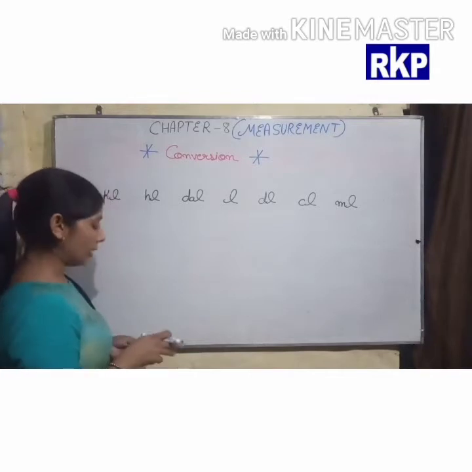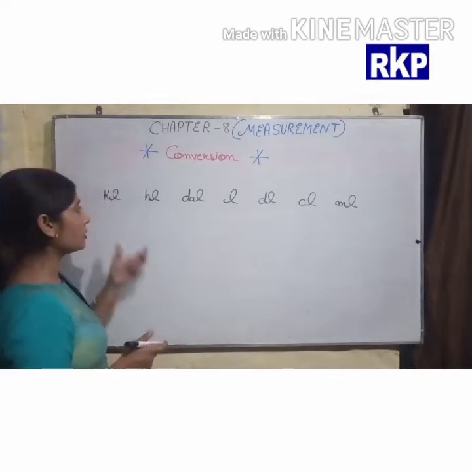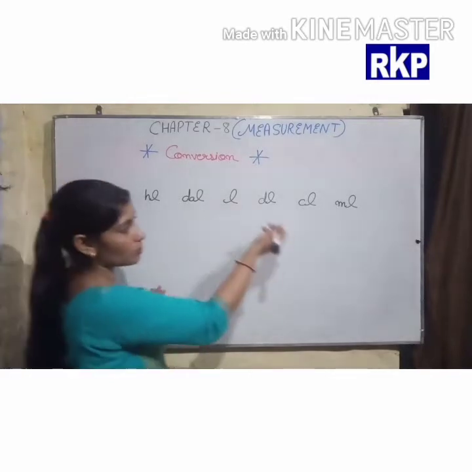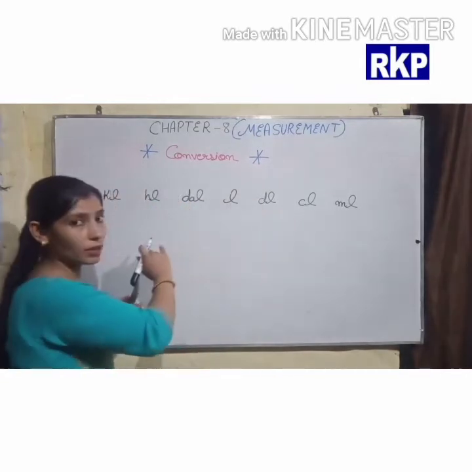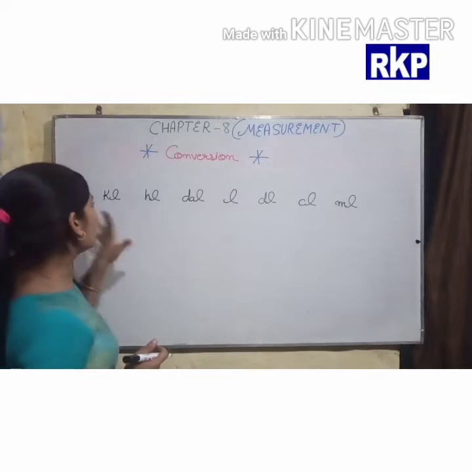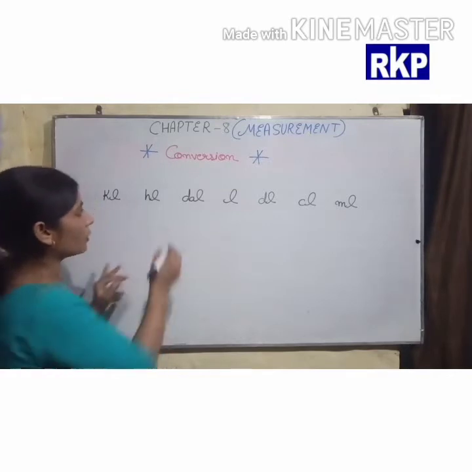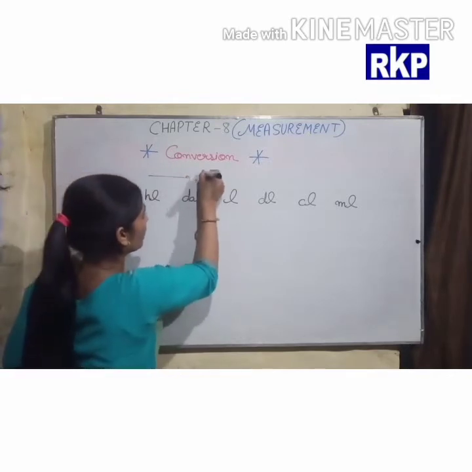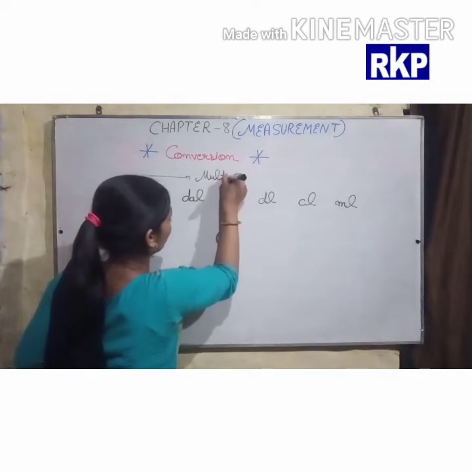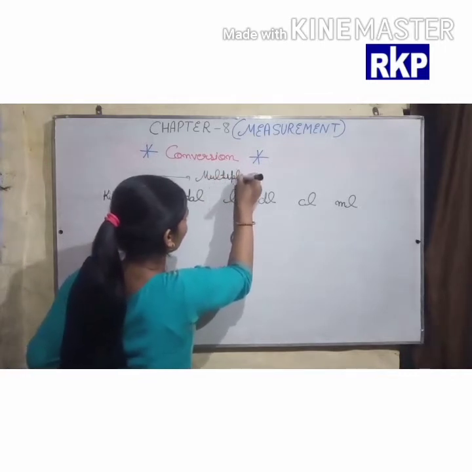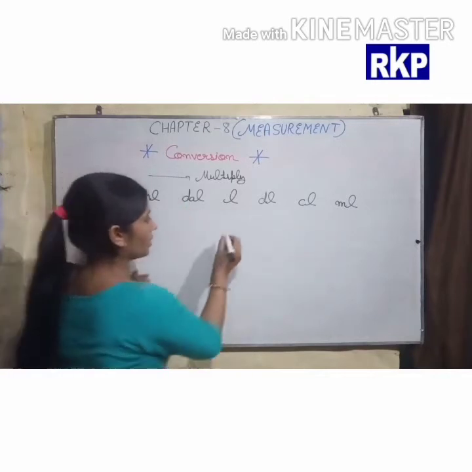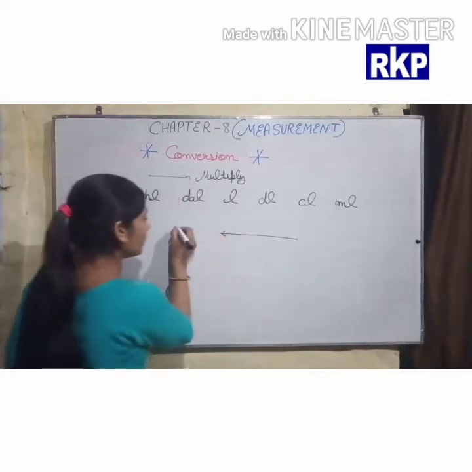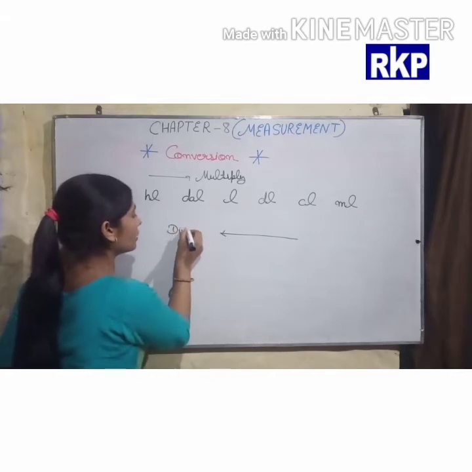Now students, let us see how we can convert a bigger unit into a smaller unit and how we can convert a smaller unit into a bigger unit. If we convert a bigger unit into a smaller unit, then we need to multiply, and when we convert a smaller unit into a bigger unit, then we need to divide.